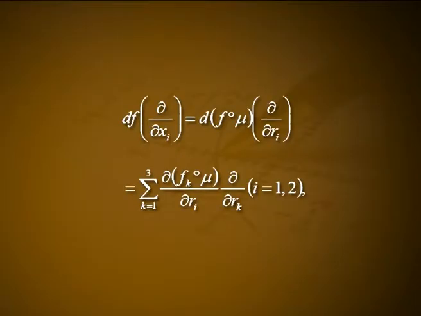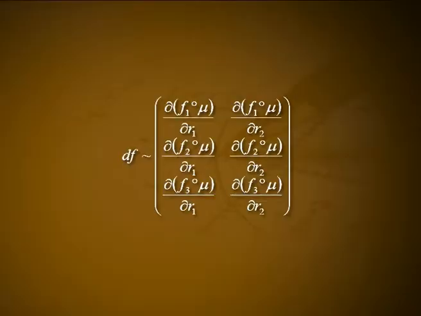Let x_i equal to R_i composed with mu inverse, for i equal to 1 and 2, denote the coordinate functions on mu of U. Then dou by dou x_i is equal to d mu of dou by dou R_i, and df of dou by dou x_i is equal to df composed with mu of dou by dou R_i, which is equal to the summation k equal to 1 to 3 of dou f_k composed with mu by dou R_i times dou by dou R_k, for i equal to 1 and 2. So the matrix for df relative to the basis dou by dou x_i for T_m M and dou by dou R_j for T R3 at f(m) is the matrix with entries dou f1 composed with mu by dou R1, dou f1 composed with mu by dou R2, dou f2 composed with mu by dou R1, dou f2 composed with mu by dou R2, dou f3 composed with mu by dou R1, dou f3 composed with mu by dou R2.